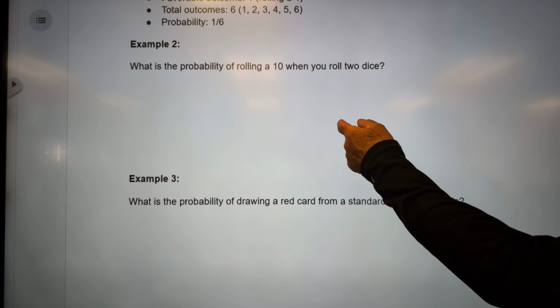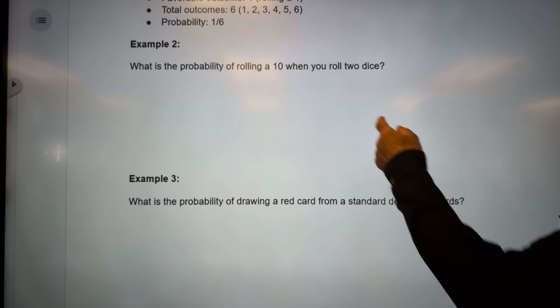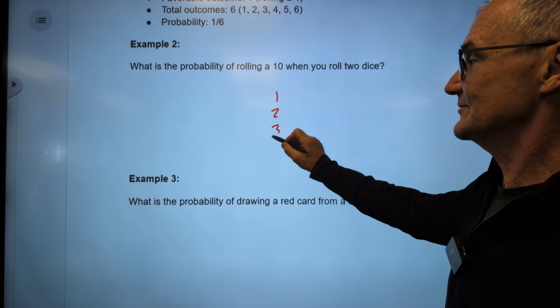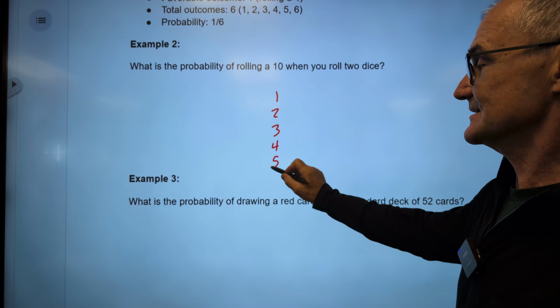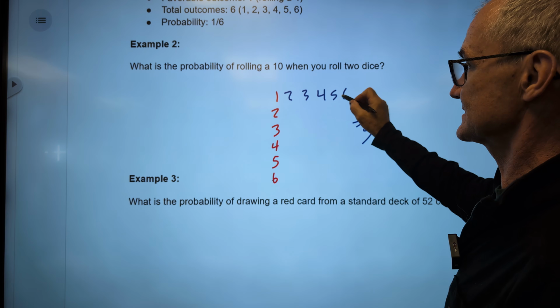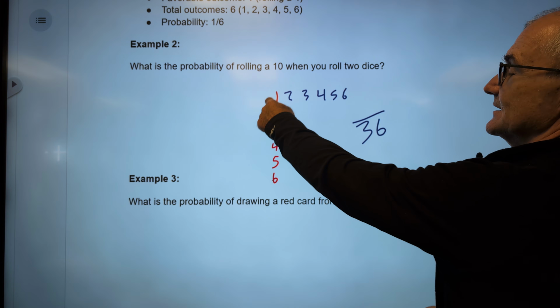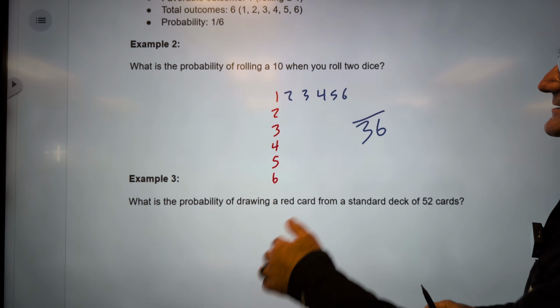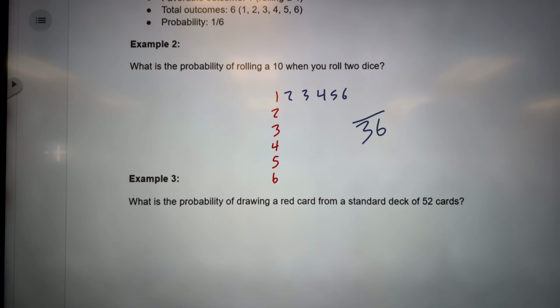What is the probability of rolling a 10 when you roll 2 dice? Well, on that first dice you could get a 1, 2, 3, 4, 5, or 6. So I could get a 1 and a 2, I could get a 2 and a 3, and so on. So there are 36 possibilities.